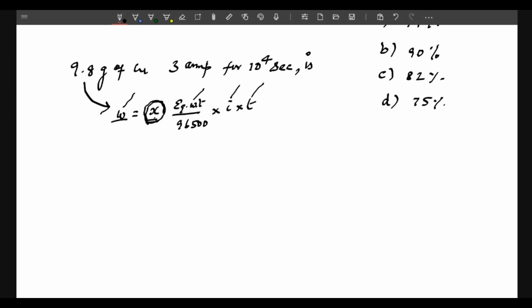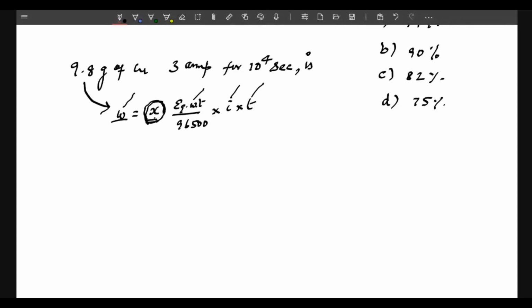What is asked? X. X would be obtained as a fraction, but if efficiency is given in terms of percentage, multiply it by 100. You go and check the other answers correctly. The answer is option A. Okay, we will go for the next type of problem that may be asked.